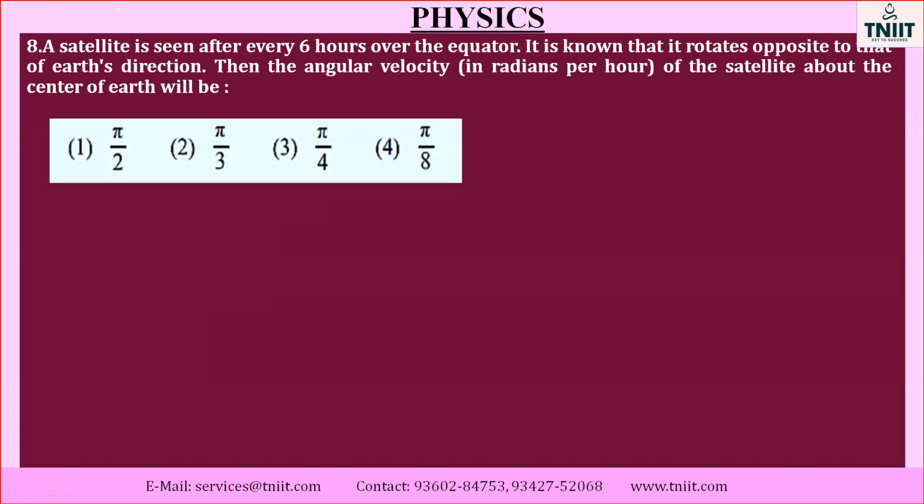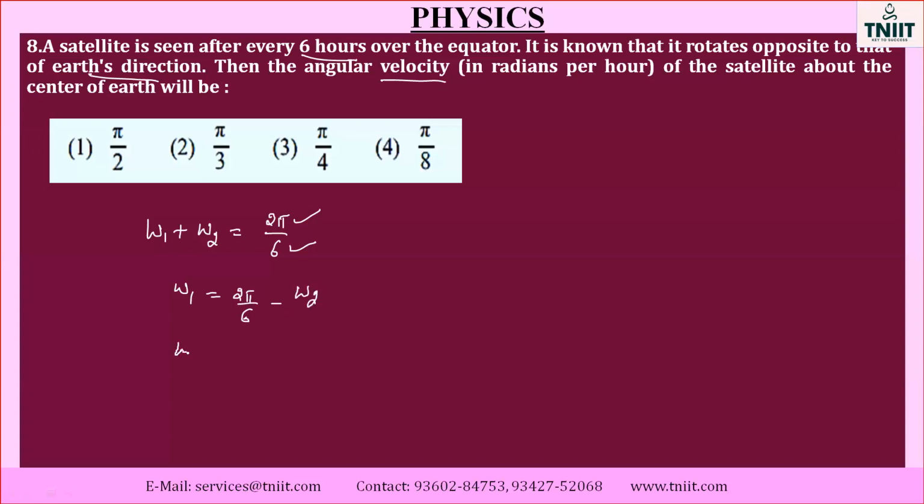A satellite is seen after 6 hours over the equator. When it is opposite to that direction, its angular velocity is about what? Now, you know that the total angular speed omega 1 plus omega 2 will be equal to total angular displacement by time. Total angular displacement will be 360 or 2 pi, and time is 6 hours, so 2 pi by 6. So what is omega 1? 2 pi by 6 minus omega 2.